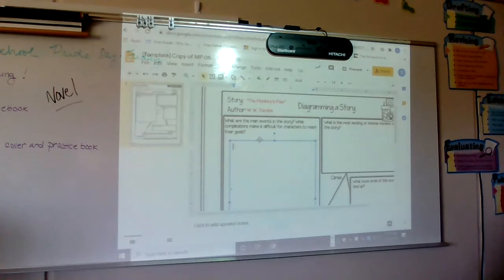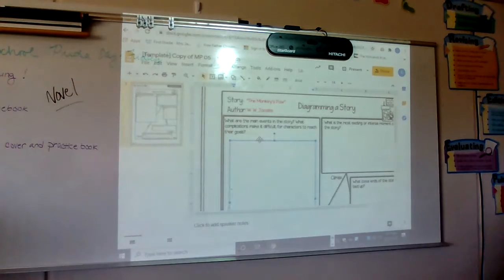Everything that's between the exposition and the climax of the story happens in this box. So we would want to talk about, and Leah said, bad things happen, so complications happen, right? We call those complications. They are things that complicate the goal, or the problem, the conflict. They complicate the conflict. They make it harder. Okay. So, what are some things in the story?